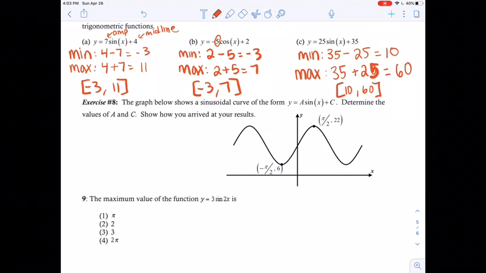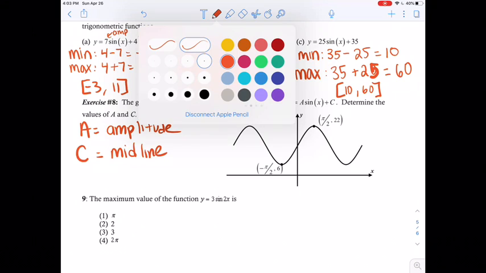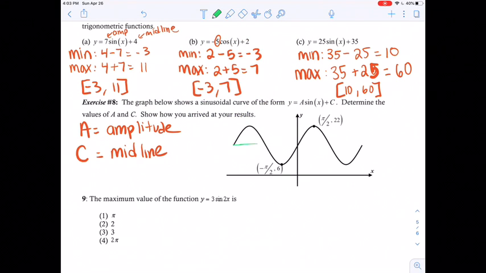Exercise 8. The graph below shows a sine curve in the form y equals a sine x plus c. Determine the values of a and c. All right, so this is really going to test to see if you understand what we are doing here. So a is your amplitude. How high is it going from the c, which is your midline? So when we see these waves, there's always going to be a midline that goes across here. I need to figure out what that is.